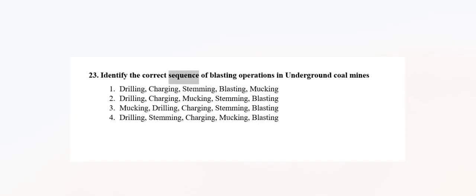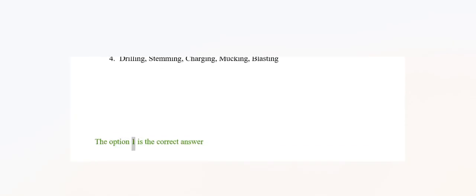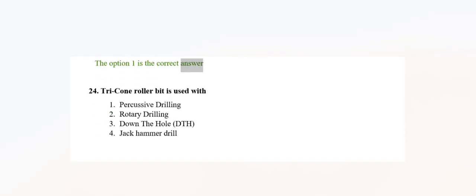23. Identify the correct sequence of blasting operations in underground coal mines. Drilling, charging, stemming, blasting, mucking. Drilling, charging, mucking, stemming, blasting. Mucking, drilling, charging, stemming, blasting. Drilling, stemming, charging, mucking, blasting. The option 1 is the correct answer.